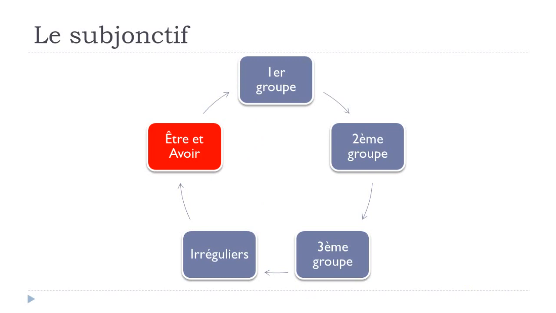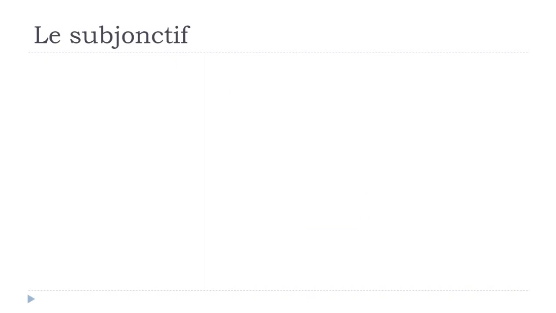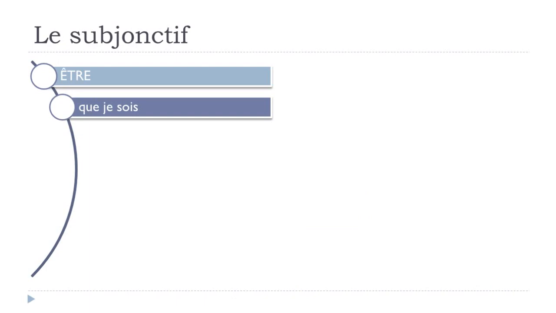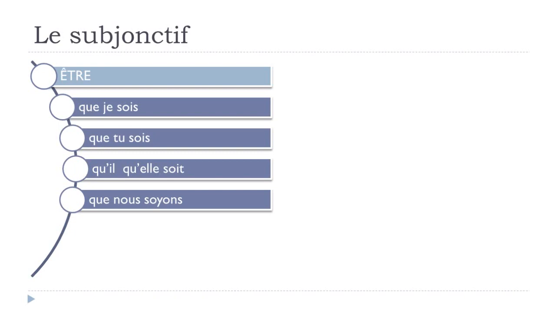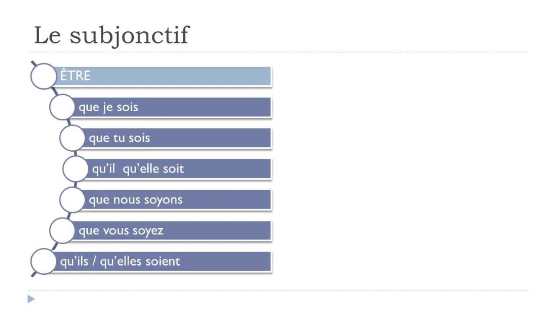And of course, we'll finish with être and avoir because they are usually quite tricky. Être, to be, will give you at the subjonctif: que je sois, que tu sois, qu'il soit, qu'elle soit, que nous soyons, que vous soyez, qu'ils soient, qu'elles soient. As usual, the good news is that sois, sois, soit, and soit are written differently but pronounced the same way. And then soyons for nous, soyez for vous. So I repeat: que je sois, que tu sois, qu'il soit, qu'elle soit, que nous soyons, que vous soyez, qu'ils soient, qu'elles soient.